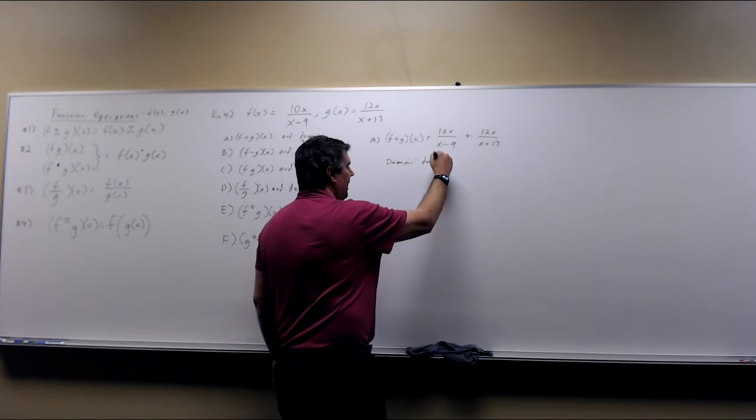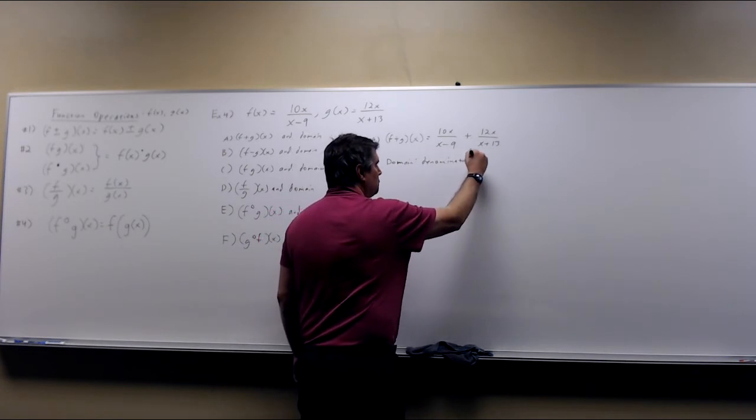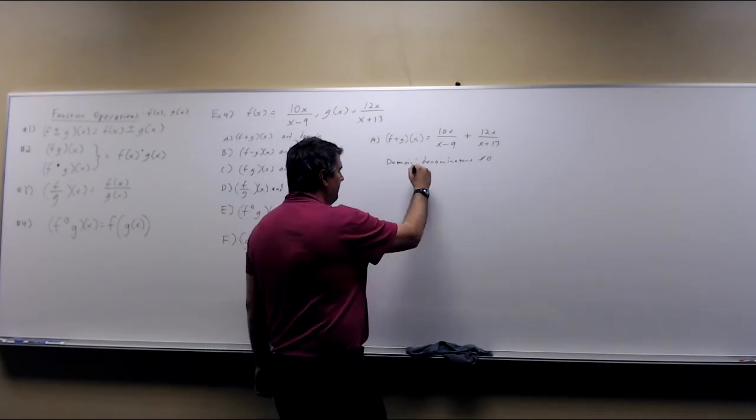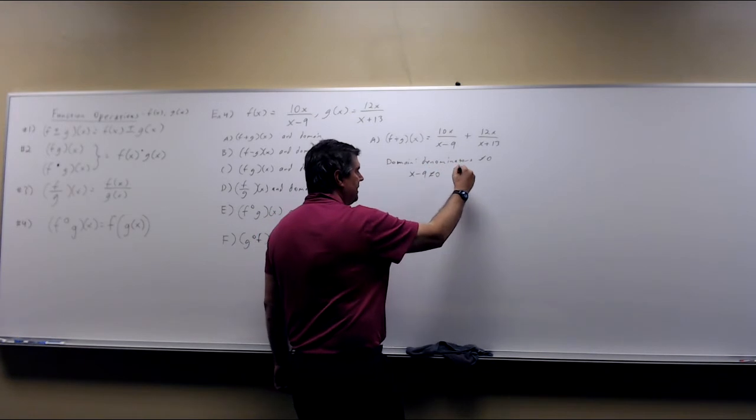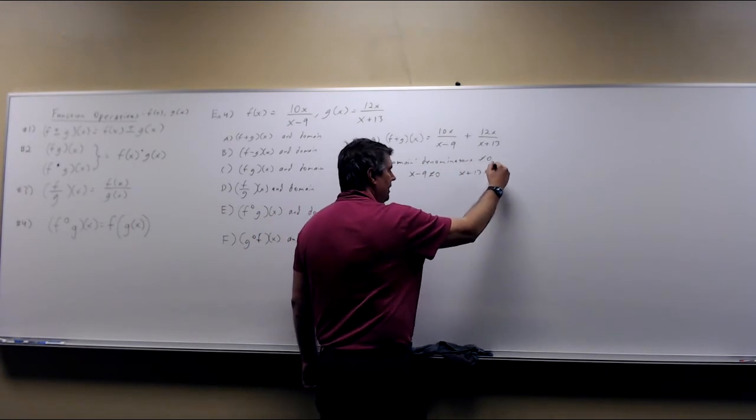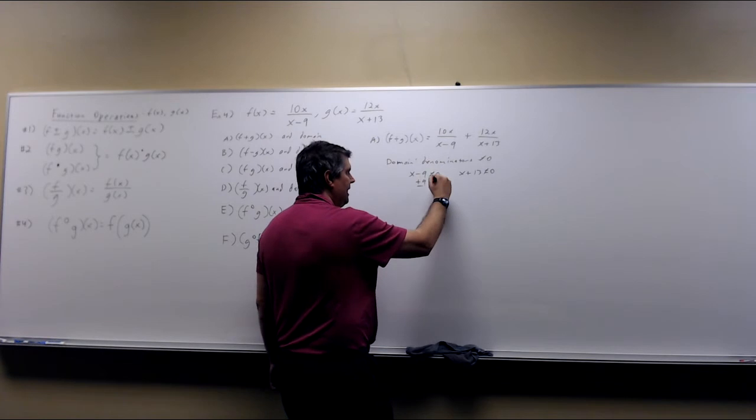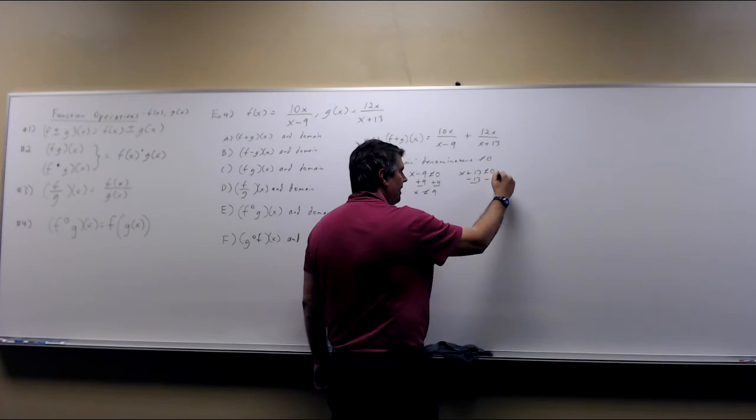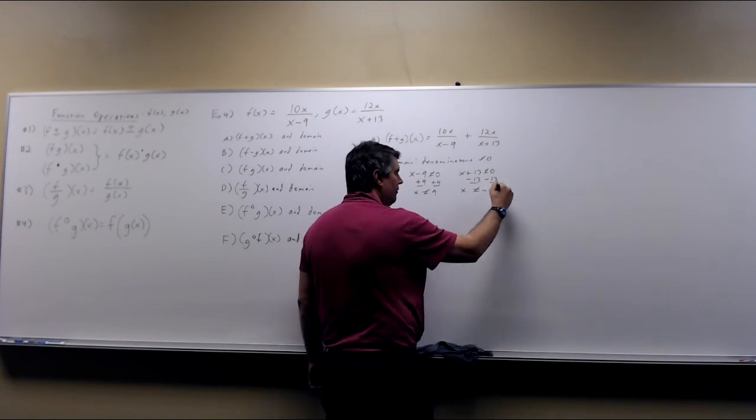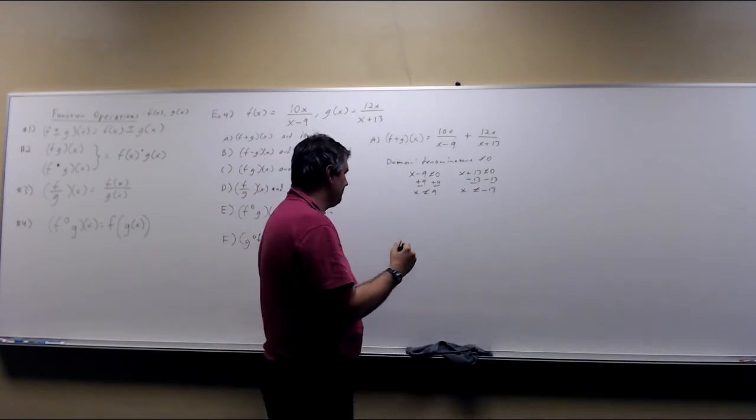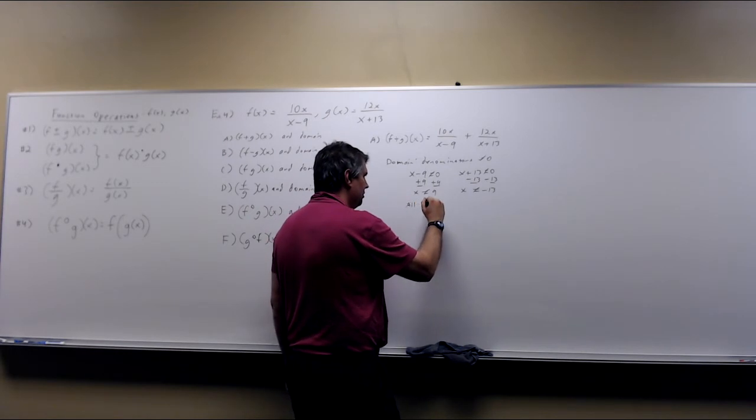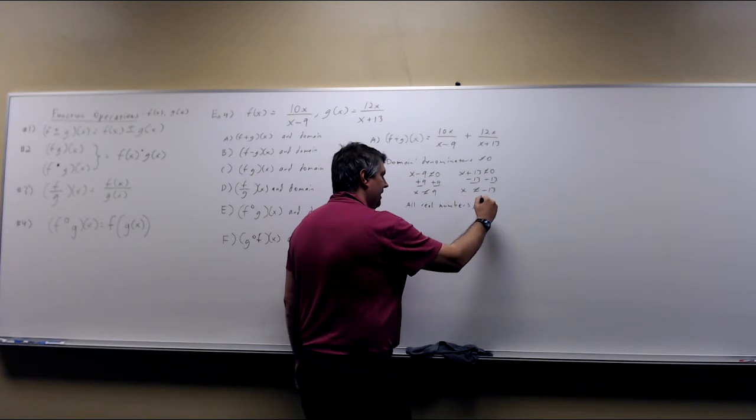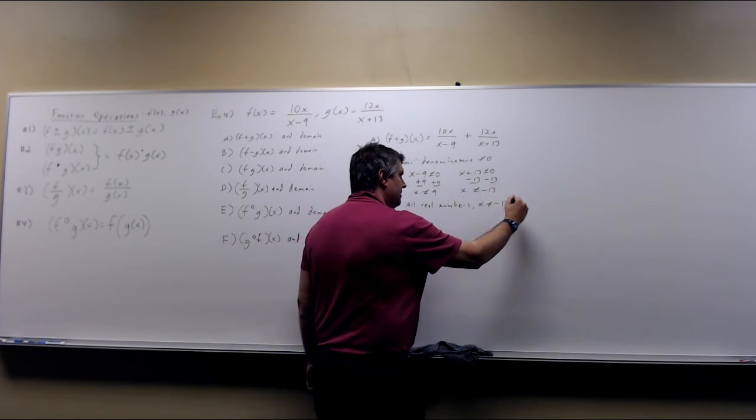Remember, denominators cannot equal 0. Okay? So that means that x minus 9 cannot equal 0, x plus 13 cannot equal 0. So add 9, x does not equal 9. Subtract 13, x does not equal negative 13. So, all real numbers with the exception that x does not equal negative 13 or 9.